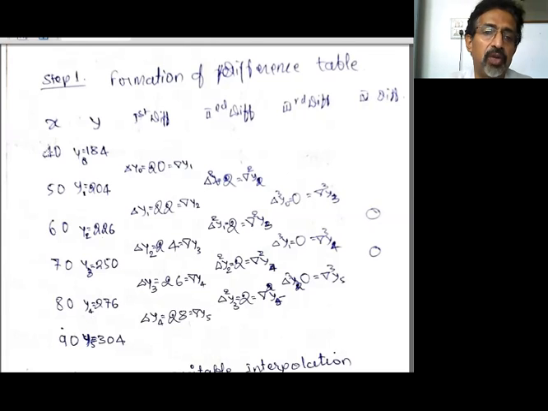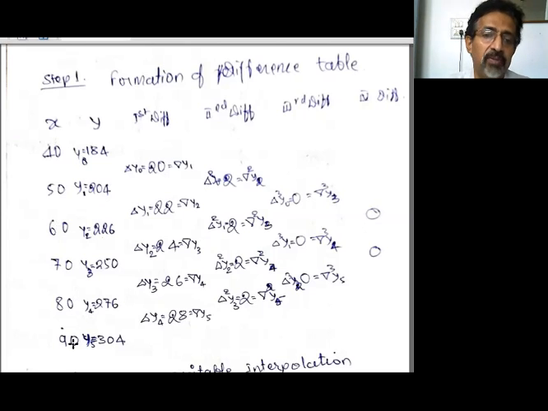How many values do I have here? 1, 2, 3, 4, 5, 6 values of x. That means I can go maximum up to del raised to 5, that is, the fifth order difference. Now I write the table like this.